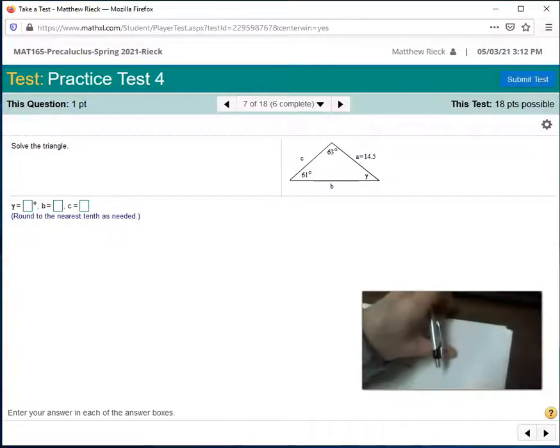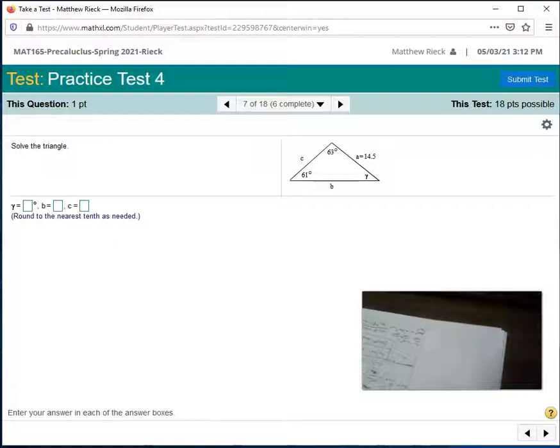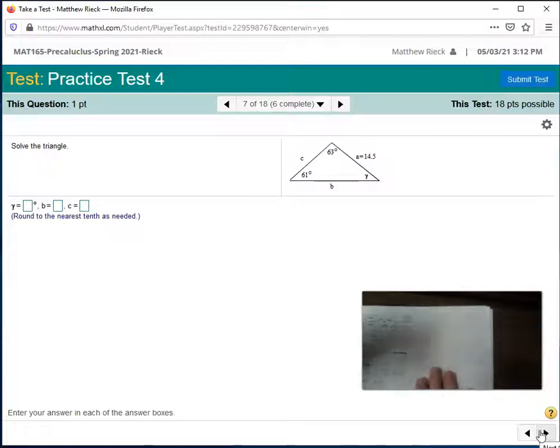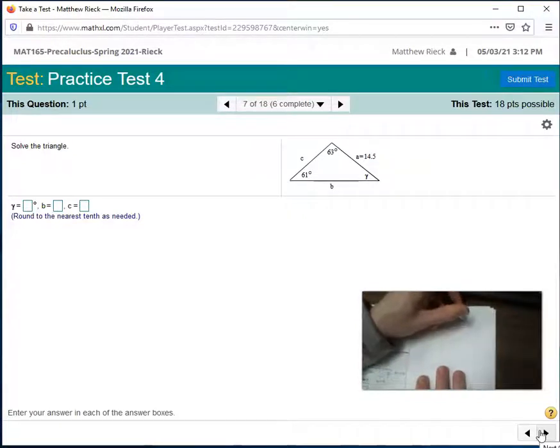So the next problem here is dealing with solving oblique triangles. So with solving oblique triangles, we have either the law of sines or the law of cosines. All right, so setting up, so we have 61 degrees, 63 degrees, and gamma, and we have A is 14.5. All right, and this is B, and this is C.